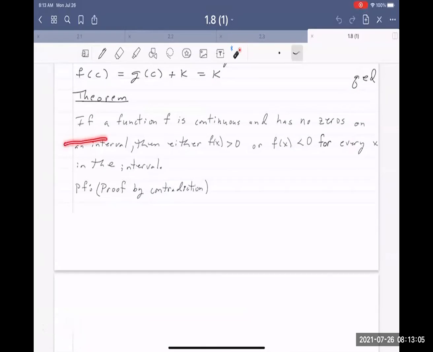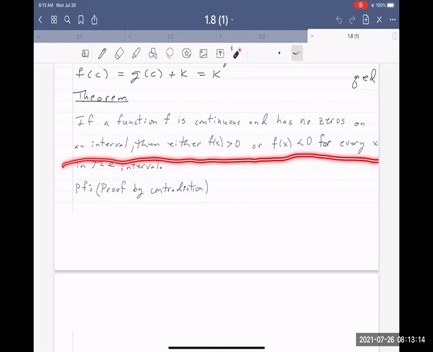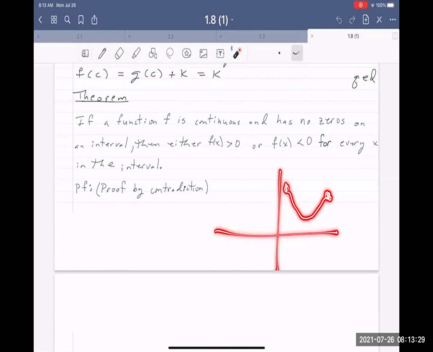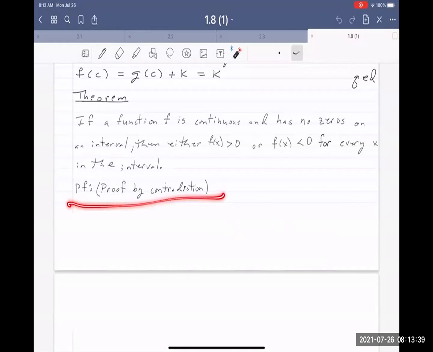Theorem. If a function f is continuous and has no zeros on an interval, then either f of x is greater than 0 or f of x is less than 0 for every x in the interval. So if you never cross the x-axis, either you're always positive or you're always negative. Okay, so let's prove this by contradiction.